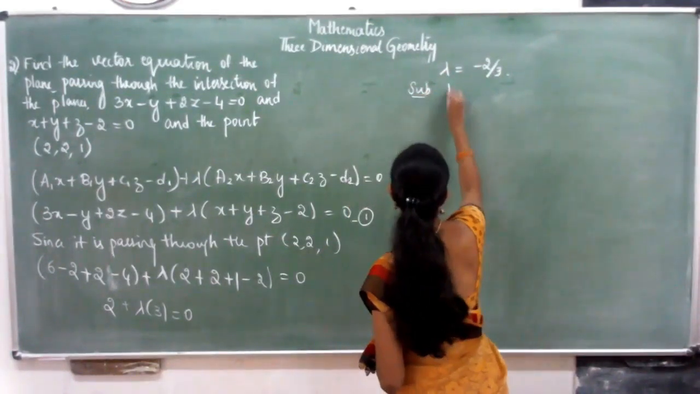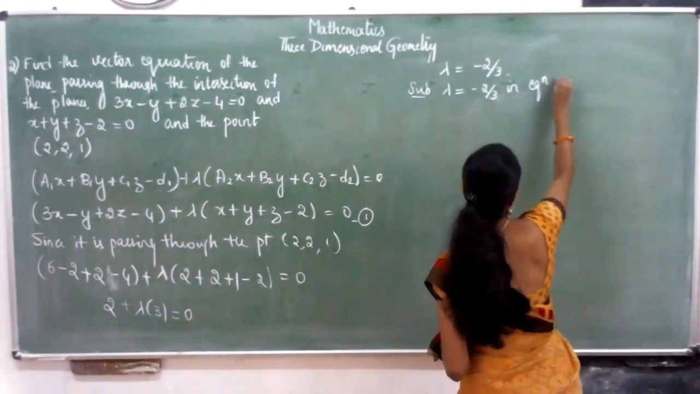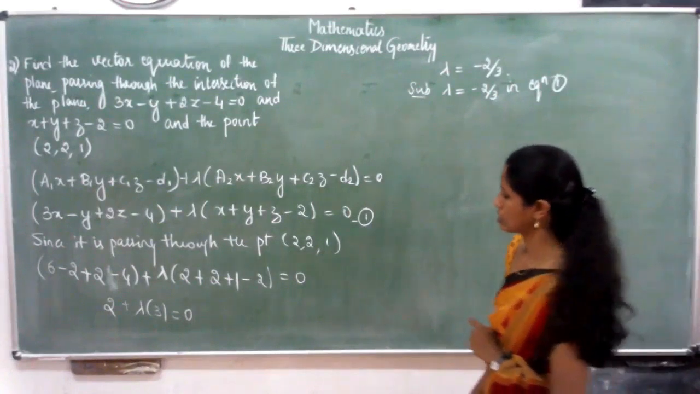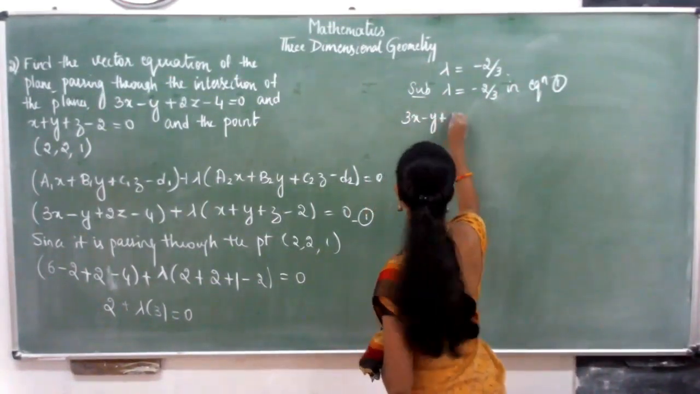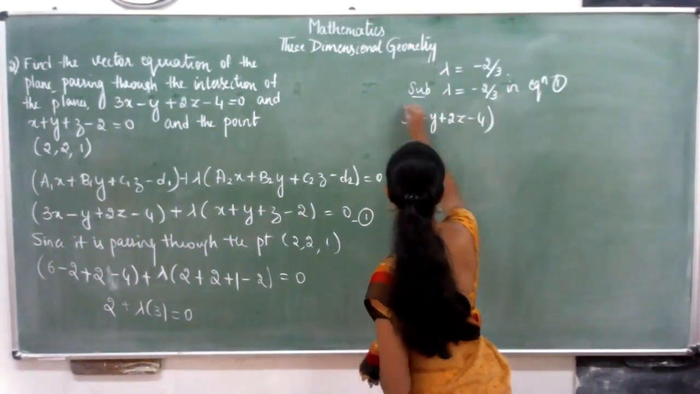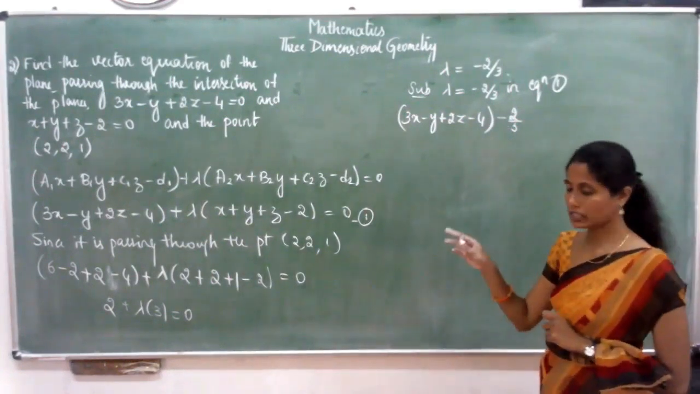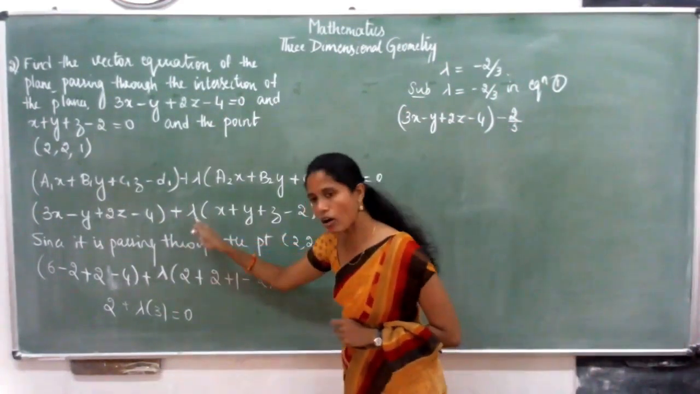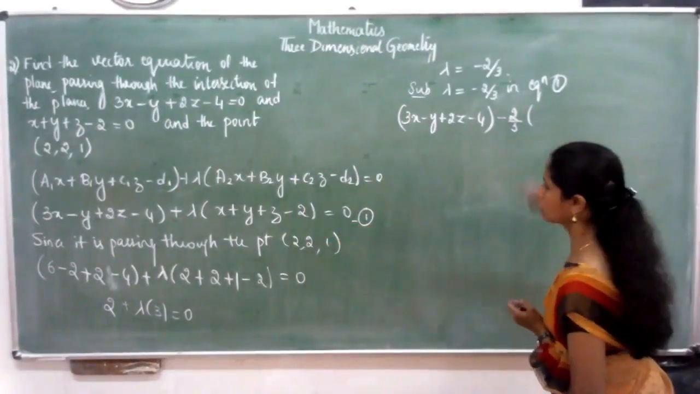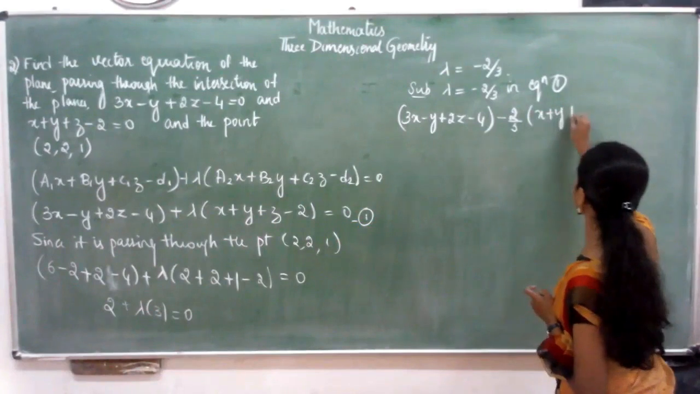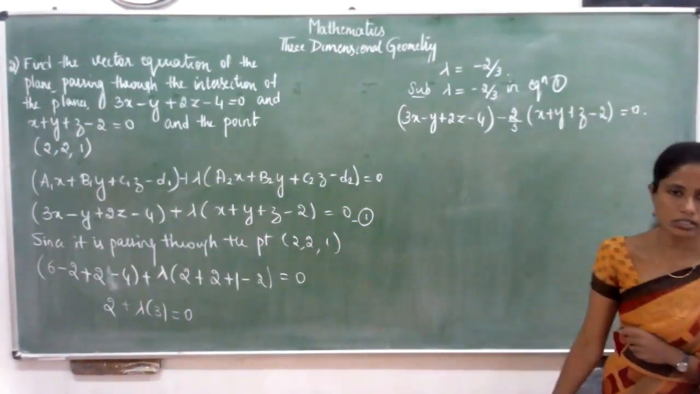So substituting lambda is equal to minus 2 by 3 in equation 1 you get, so you have 3x minus y plus 2z minus 4, minus 2 by 3. So lambda value is minus 2 by 3. So plus of minus 2 by 3 will be equal to what? Minus 2 by 3 into x plus y plus z minus 2 is equal to 0.